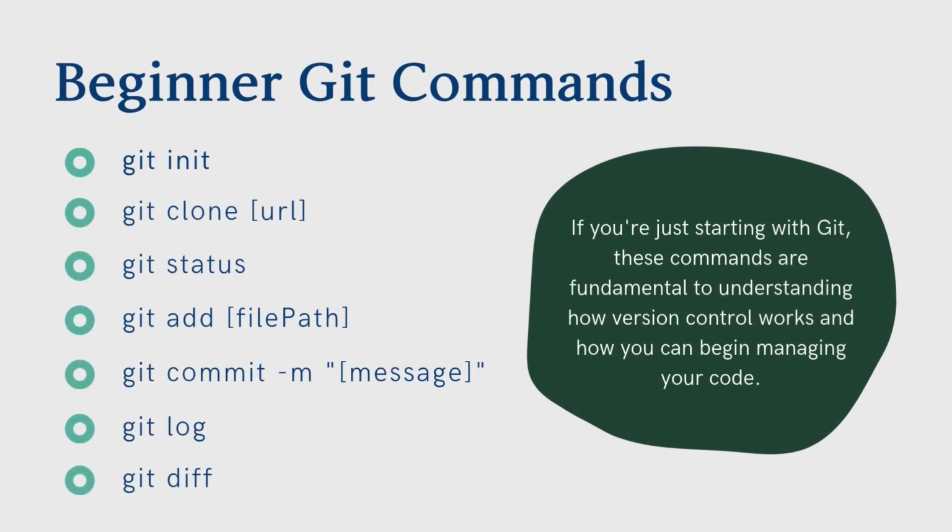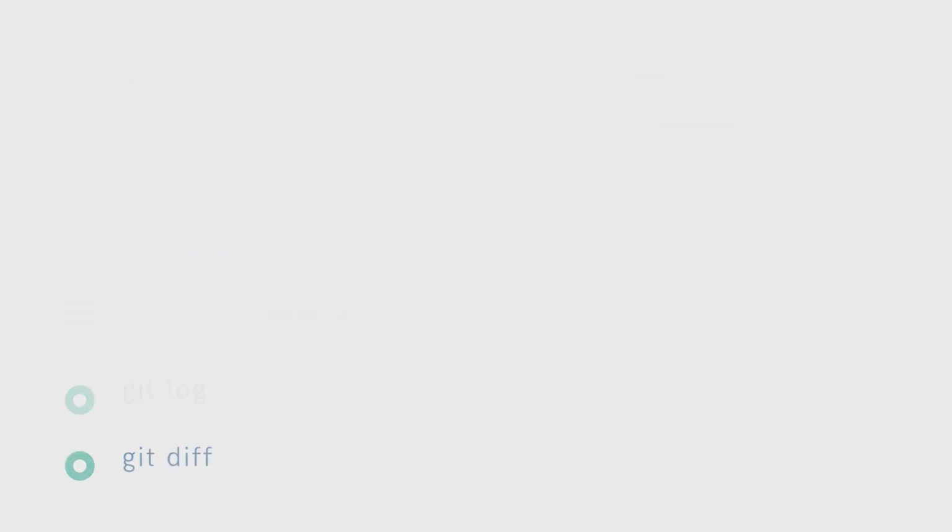Let's see beginner Git commands. git init, git clone, git status, git add, git commit, git log, and git diff are some beginner Git commands. If you're starting with Git, these commands are fundamental to understanding how version control works and how you can begin managing your code.